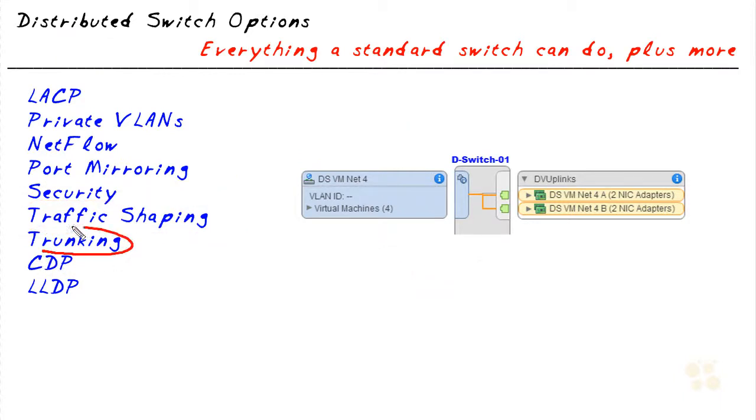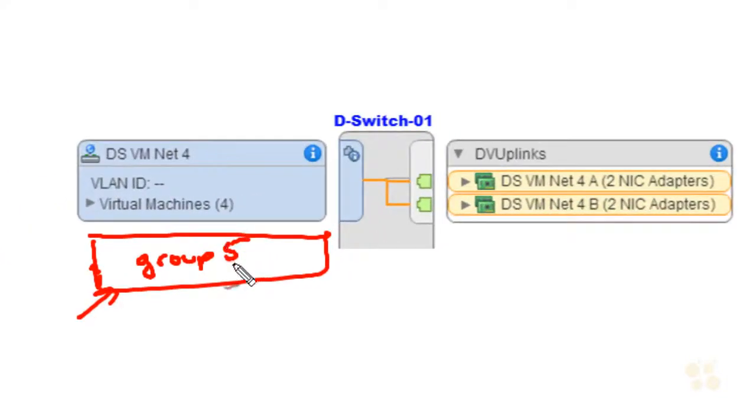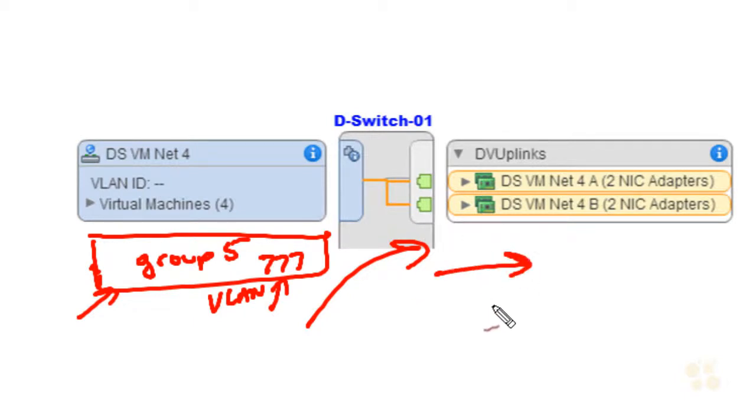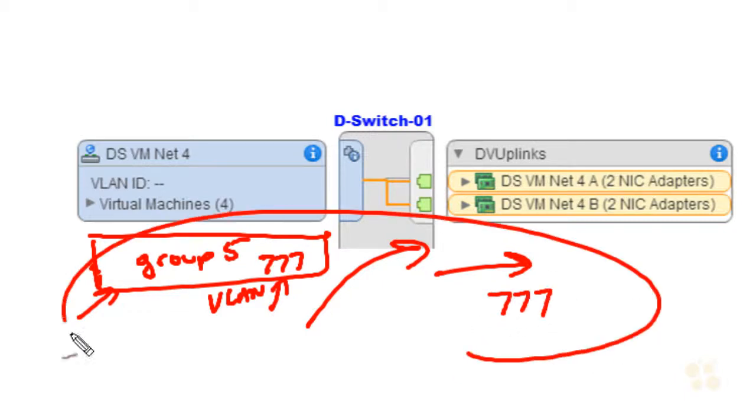Another option we have with a distributed switch is trunking. Now, we have some trunking with the standard switch. For example, let's say we have a VM port group called Group 5. And regarding the details of that port group, we specify that it's part of VLAN 777. Well, as that traffic goes out to the outside world, the standard switch would automatically tag those frames as it goes over the trunk with the 802.1q tag of 777. So the standard switch can do all that.